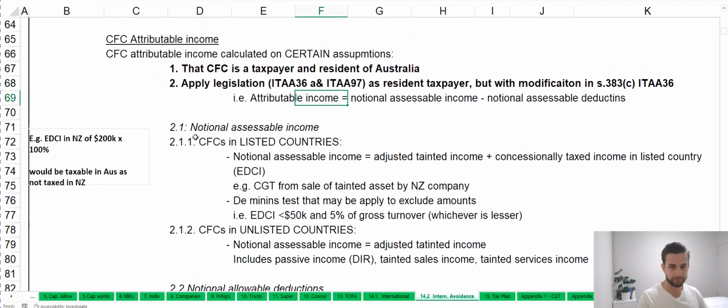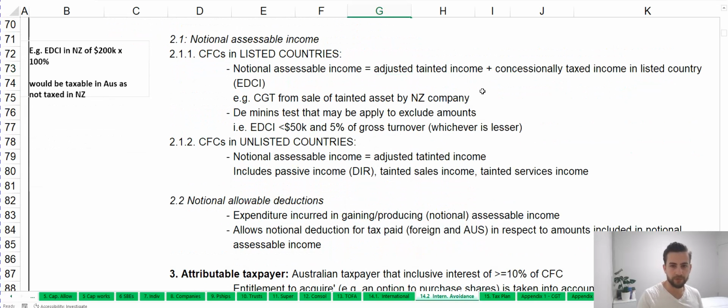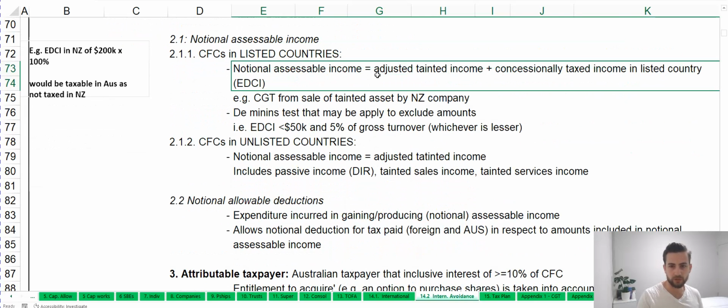Now, what this means is it's basically depending on where your income is earned. So just think about it this way. Block out the notional for a second. So it's just your normal assessable income minus your deductions. This notional word basically relates to where it's earned. Okay? So your notional assessable income is equal to your adjusted tainted income plus your concessionally taxed income in listed country.